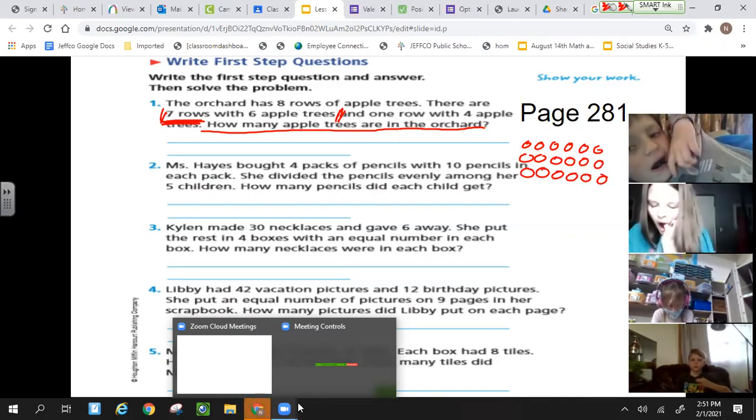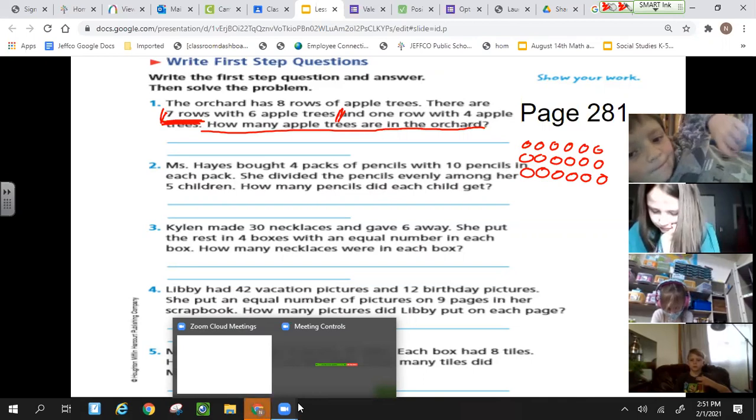Sawyer, you want to hold up your math workbook or your paper, whatever you're working on. You need to be drawing this.